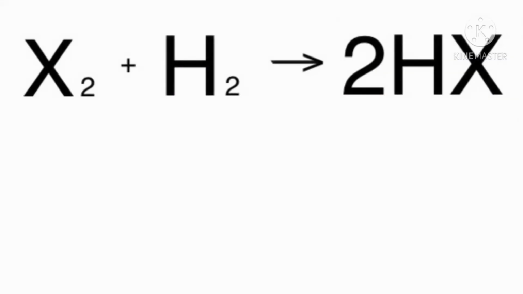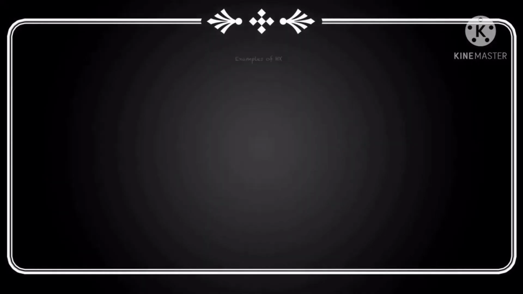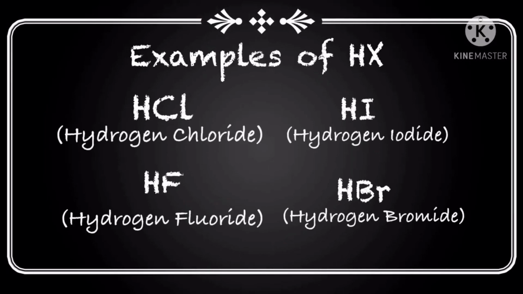The equation shown on the screen is the general equation followed by all group 17 elements when reacted with hydrogen, where X is the group 17 element and HX is the product. Some examples include hydrogen chloride, hydrogen iodide, hydrogen bromide, and hydrogen fluoride.